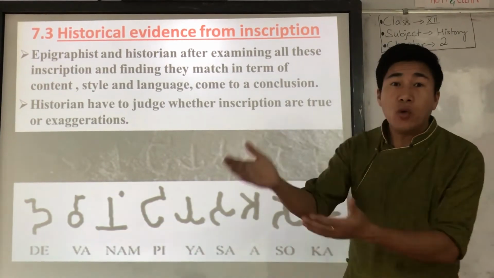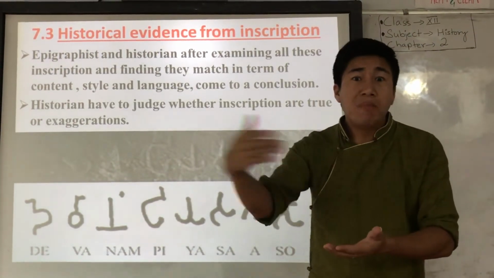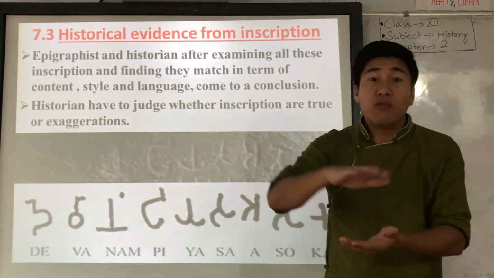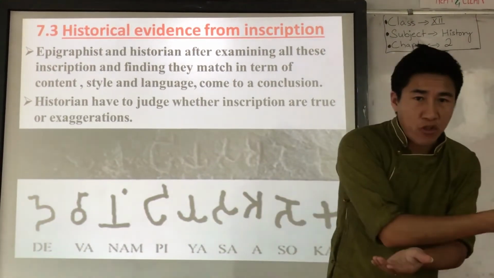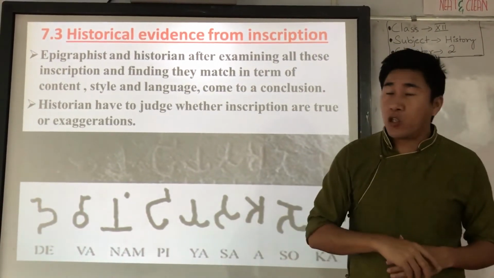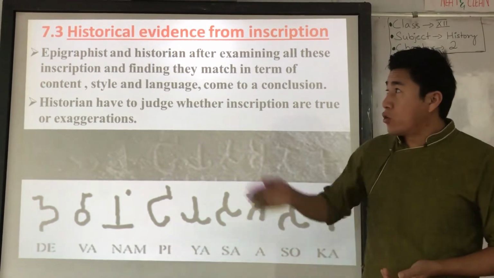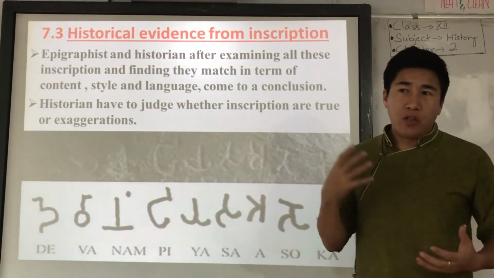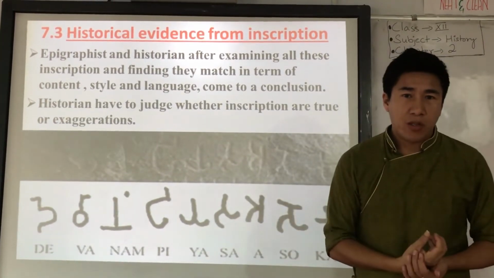Understood? They need to filter between myth and history. They need to filter between truth and exaggeration. So that is the work of the historian. That is how they find the evidence from the inscription.